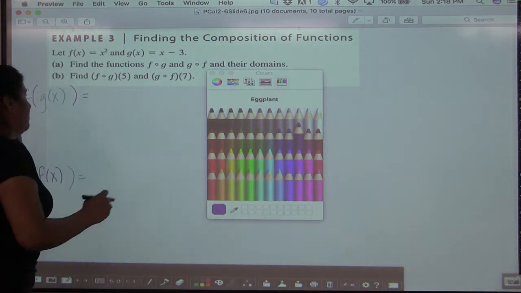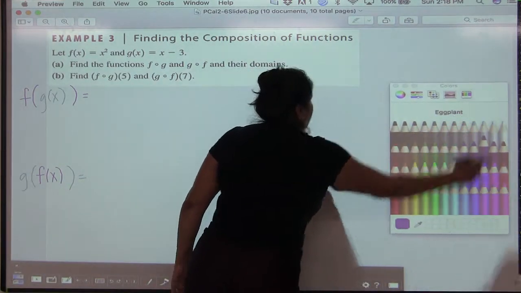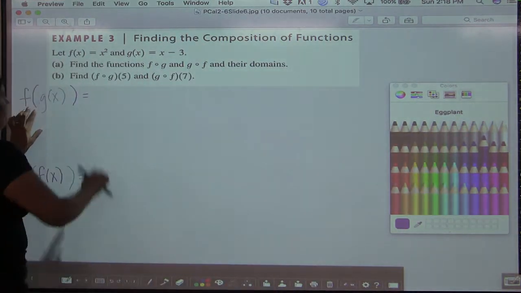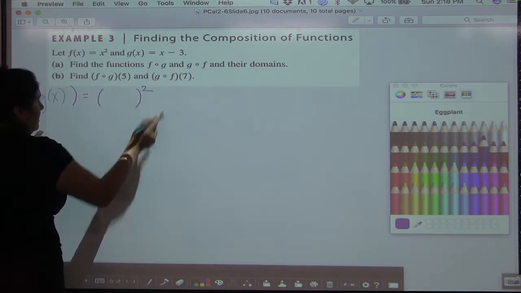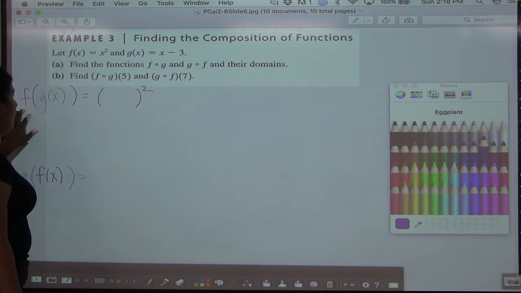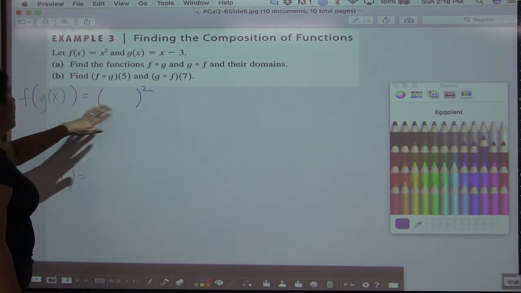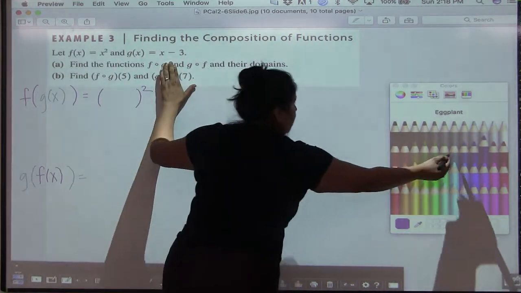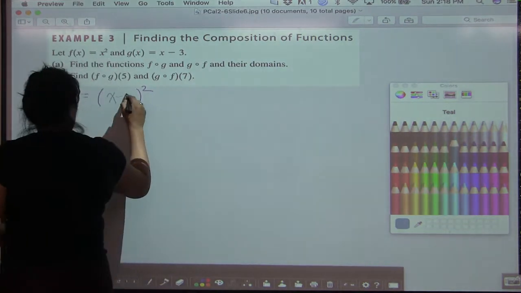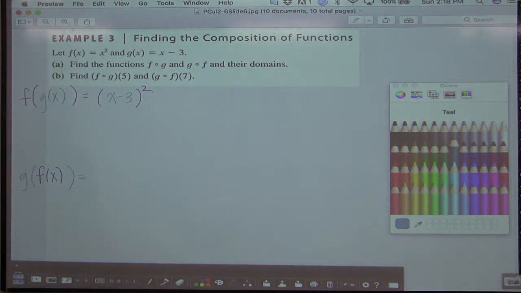So what I do is I want to go first to my f function, which is x squared. Instead of the variable, I just put parentheses and then squared, because I know that this means that I'm going to put something in place of the x. So I don't even write it. And then I replace it with whatever g of x is, which in this case is x minus 3. So there's my function. You don't have to simplify it. You don't have to FOIL it all out. You can just leave it like that.